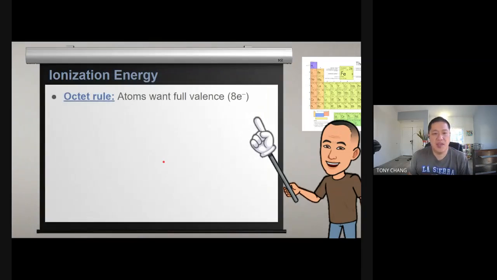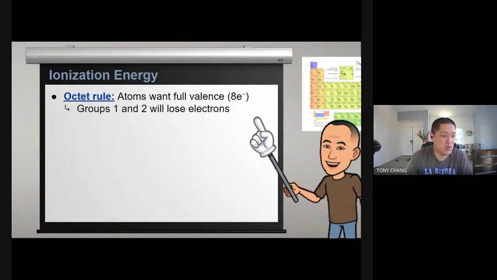All right, now the octet rule. What is the octet rule? We've been talking about, the video has been talking about, and I've been talking about a full valence shell. The full valence shell is going to be your octet. Okay, every single atom, with the exception of the first period, wants 8 electrons in its valence shell. That's called the octet rule.